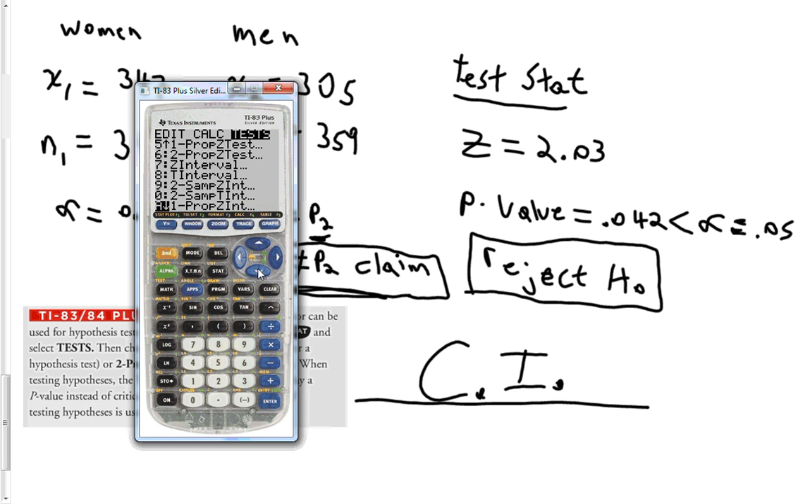Letter B is 2-PropZInt. So I'm going to press enter. It has all the numbers I just put in because I just did a hypothesis test for the exact same thing. And we go down, and it's a 95% confidence level because alpha is 0.05. Remember, the confidence level is 1 minus alpha. And then we just hit calculate, and it gives us our confidence interval: 0.0017 to 0.097.